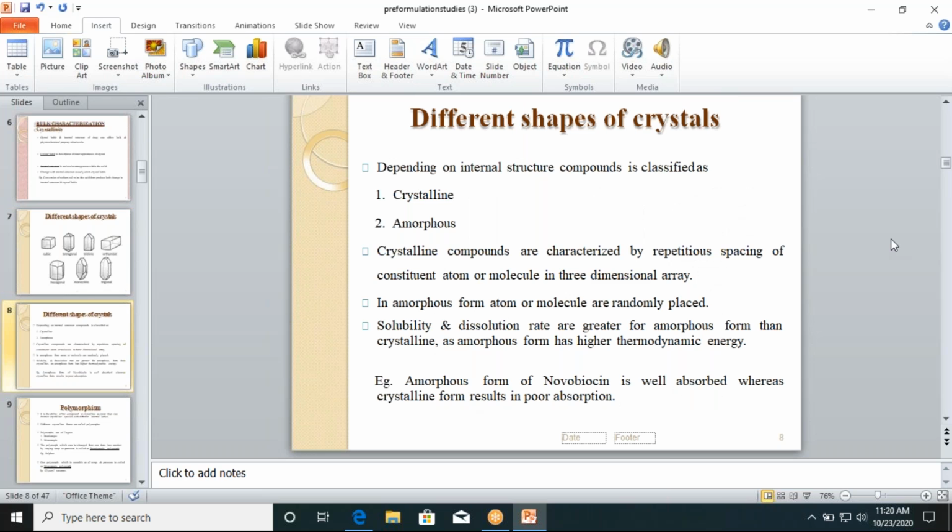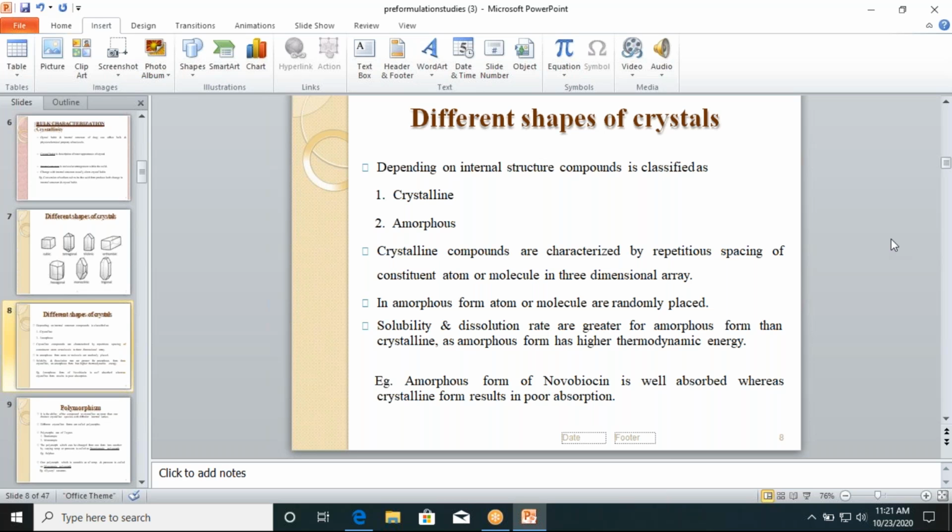Next, solids are classified as crystalline and amorphous. In crystalline compounds, the structure is characterized by repetitious spacing of the constituent atoms or molecules. It is a three-dimensional array with repeating spacing of the atoms or molecules. Whereas in amorphous form, the atoms or molecules will be randomly placed. So crystalline is a three-dimensional array, whereas in amorphous form, the atoms or molecules are placed randomly.